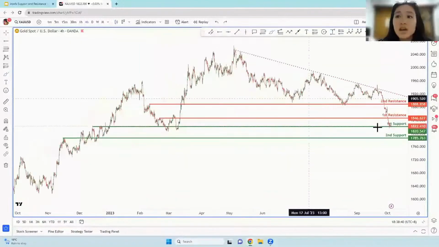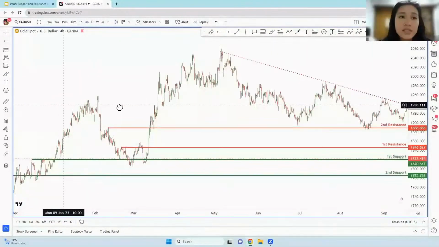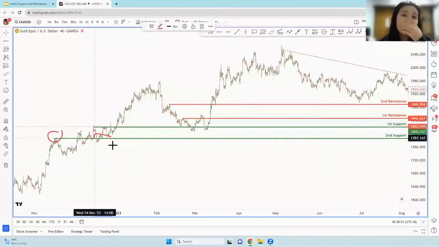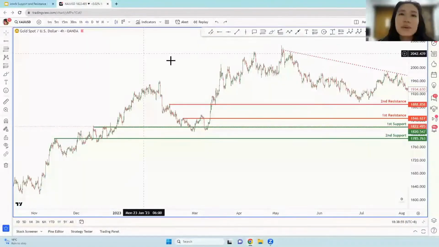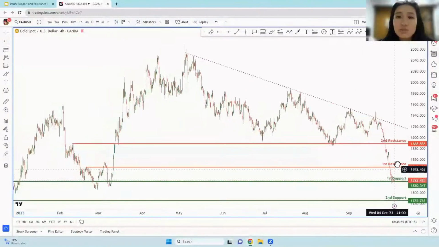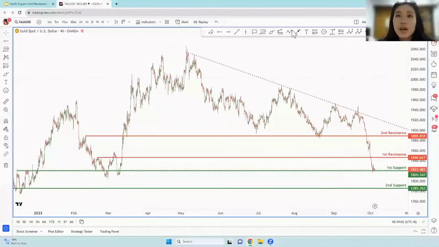Okay, second support, the reason why I put it there is because we have this swing high here and a couple of swing lows here as well. Okay. Yeah, and it's also basically the closest level to my first support. Okay. Now let's go in with our Fibonacci levels.